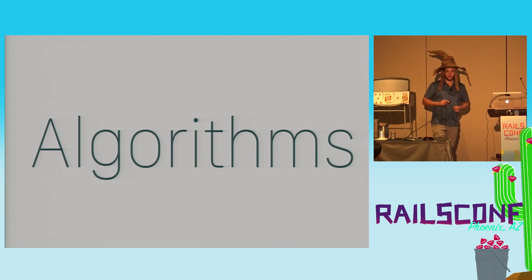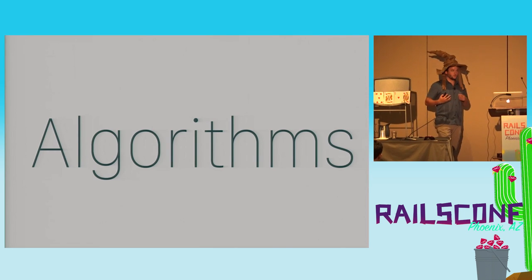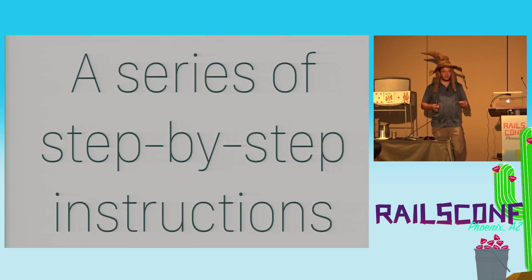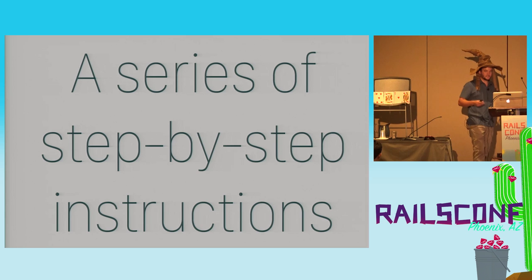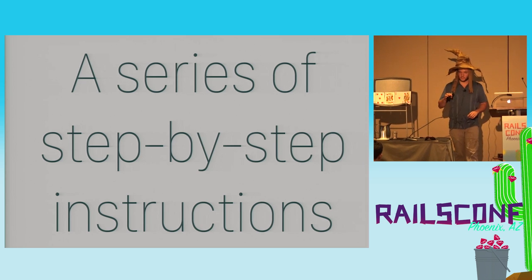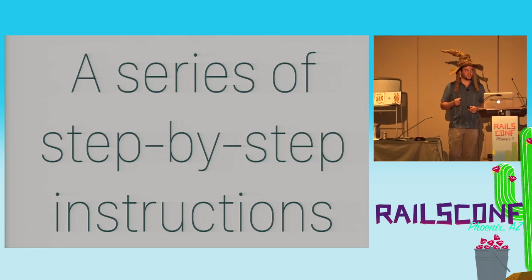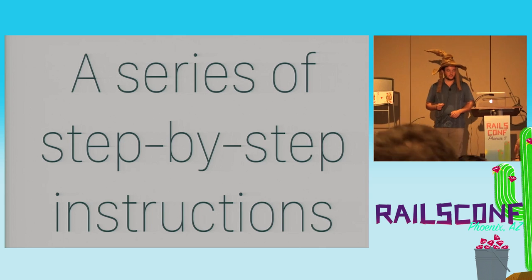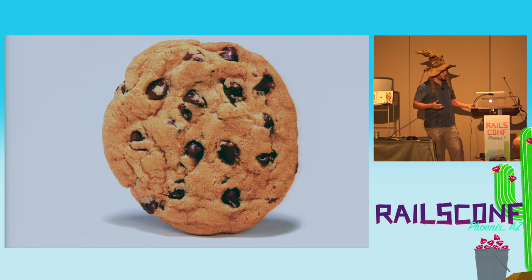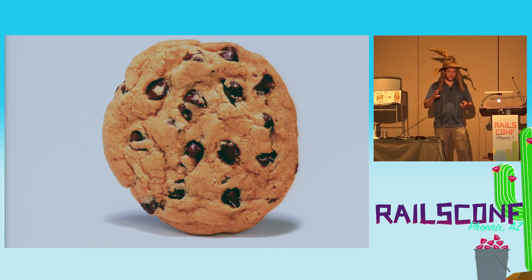To understand what Ruby or Postgres do when you call sort, we need to talk about algorithms. And I know algorithms are a bit of a scary word, but what it comes down to is algorithms are just a set of step-by-step instructions. A recipe for chocolate chip cookies is an algorithm. I didn't have to understand chemistry or gastronomy when I followed the instructions.